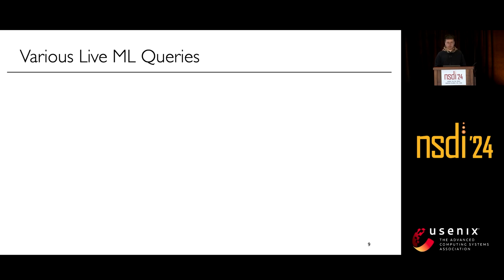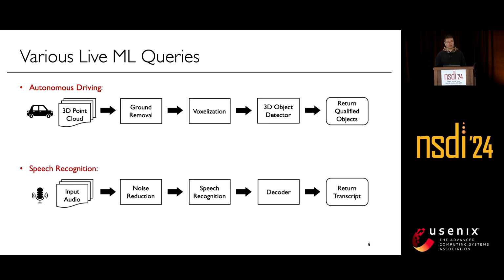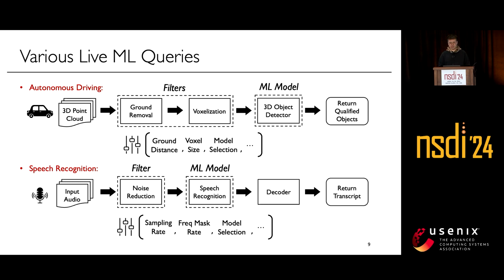Now, the same workflow also applies to different types of live queries, such as autonomous driving and speech recognition. Of course, they will have different ML pipelines and different sets of configuration knobs, but the same elements such as filters and ML models will be there. And we also need to perform placement selection and online adaptations for them.